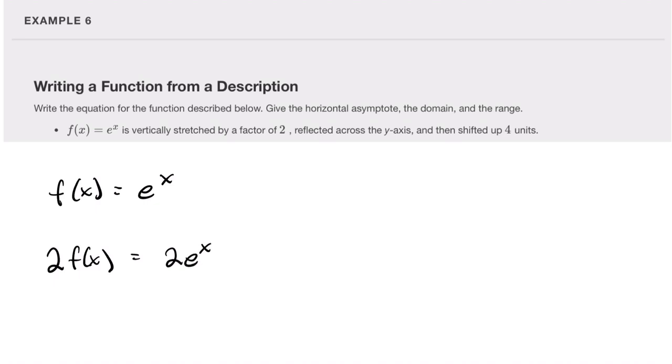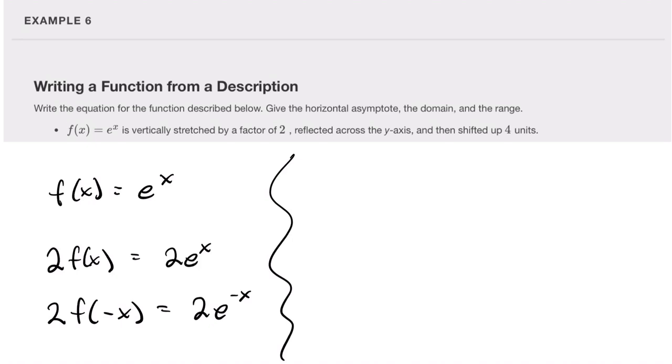Reflected over the y-axis, so we want to flip it horizontally. In order to do that, we multiply the inside by a negative. So we capture that as 2 times f of negative x. Notice the negative is inside the parent function. And that's going to show up here in the form of 2 times e to the power of negative x.